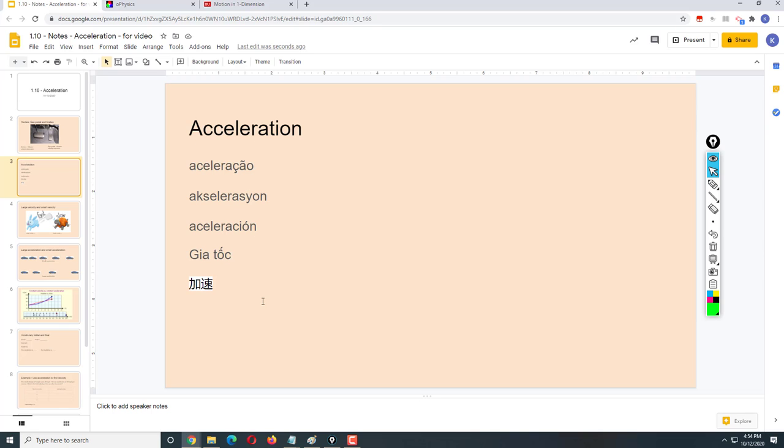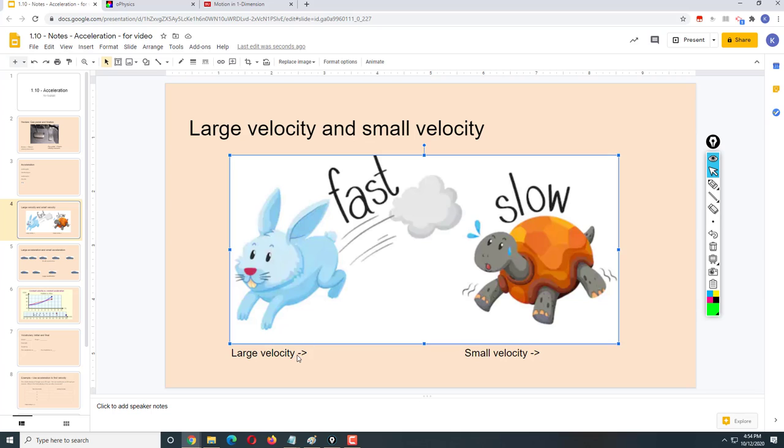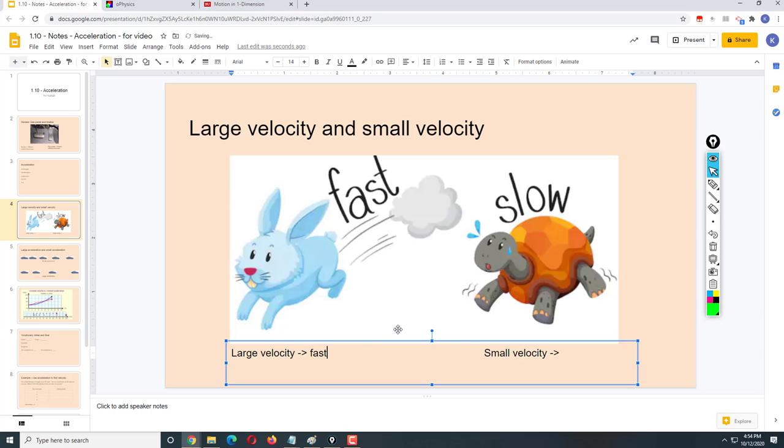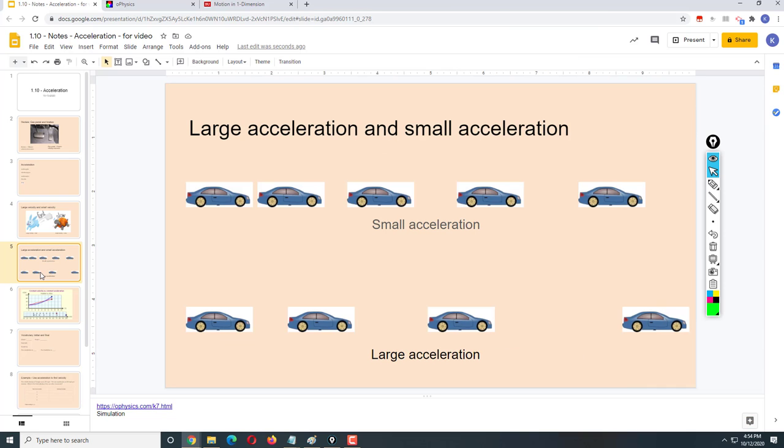Well, acceleration in different languages. We know that when something is fast, we have a large velocity. When something is slow, we have a small velocity. We know that when we go faster or slower, we have acceleration. But what does large acceleration mean? What does slow acceleration mean?